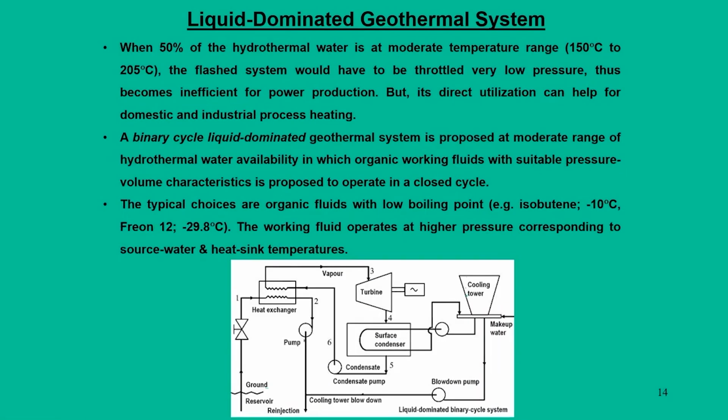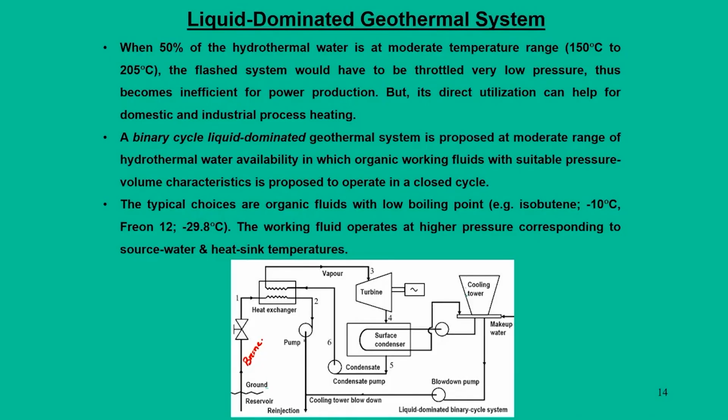Now, in a binary cycle, what do we do? We have the same brine, but we do not use the same brine as the working fluid. There are two parts: one is the brine that comes from the underground reservoir, and through appropriate throttling it enters a heat exchanger. Through this heat exchanger the brine releases heat to the secondary fluid. This secondary fluid constitutes the working fluid for our thermal cycle.